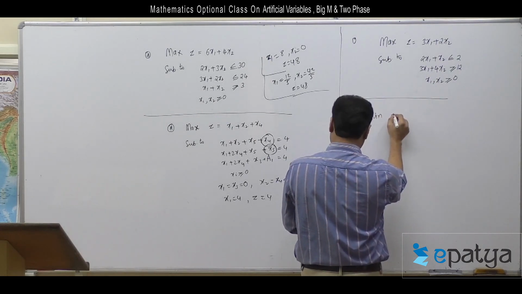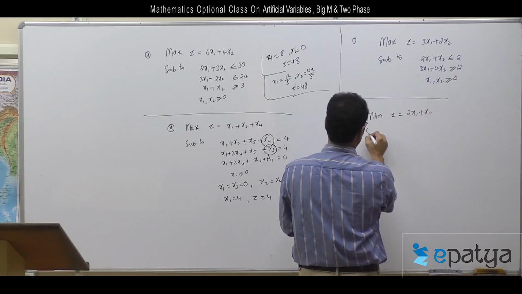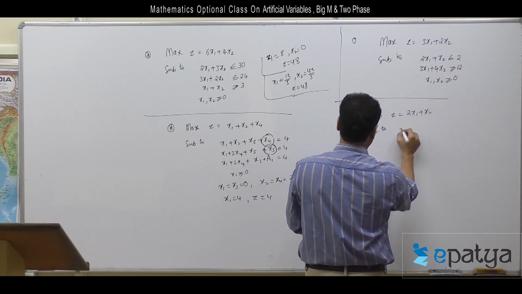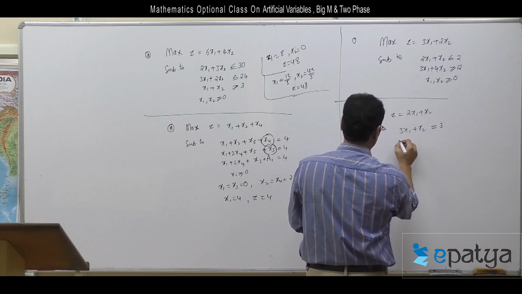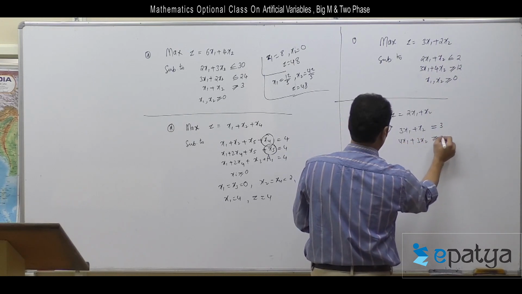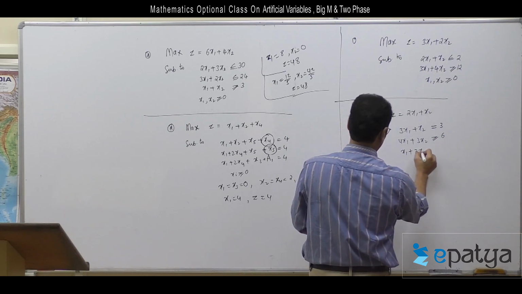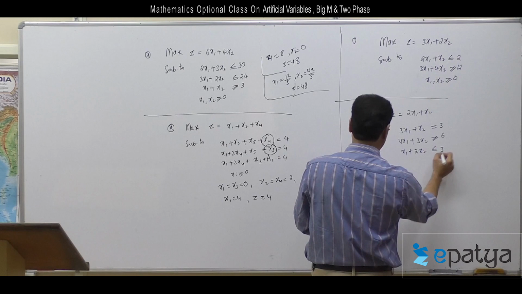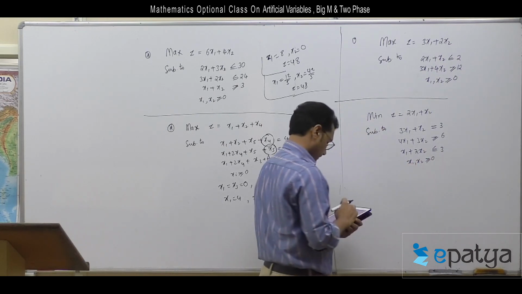Minimize z equal to 2x1 plus x2 subjected to the constraints 3x1 plus x2 equal to 3, 4x1 plus 3x2 greater than or equal to 6, x1 plus 2x2 less than or equal to 3, x1 comma x2 greater than or equal to 0.